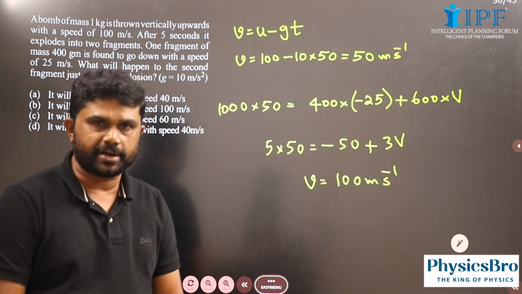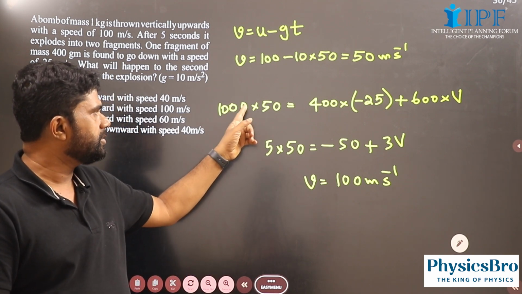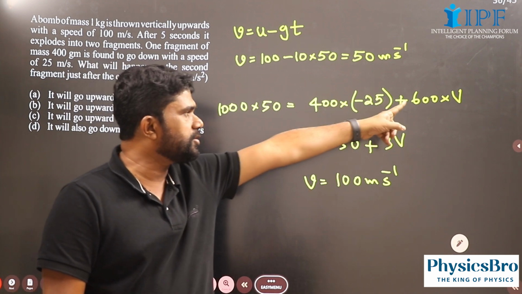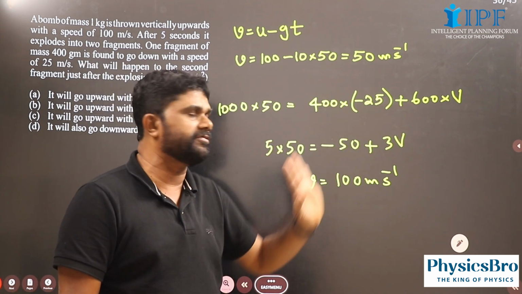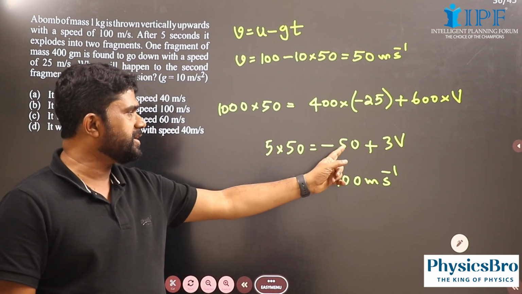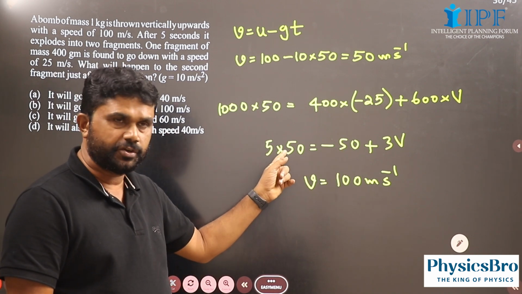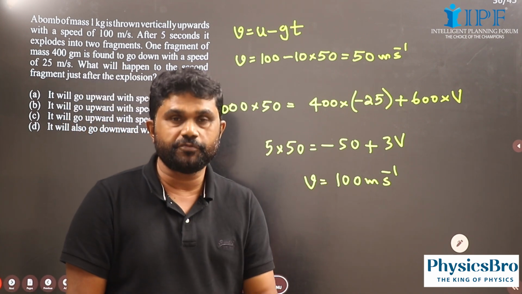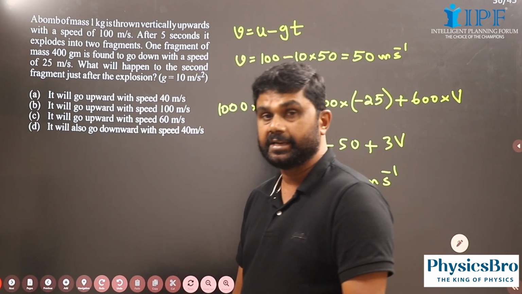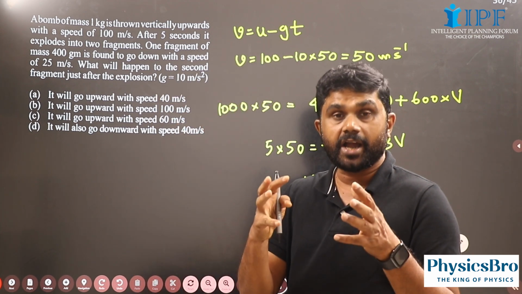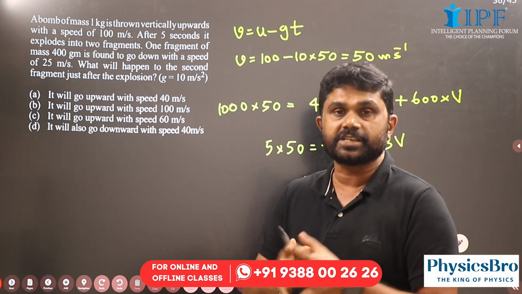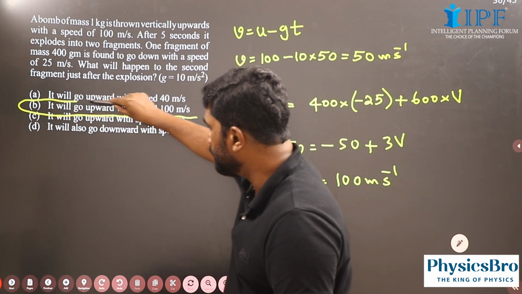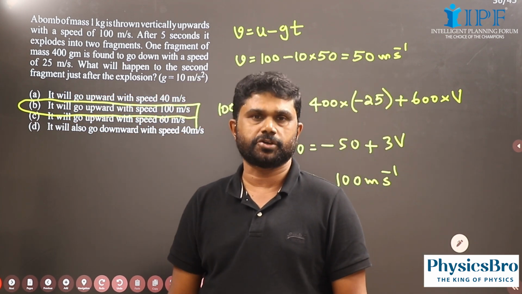Throughout you can divide by 200. So here you will get 5 into 50, and here you will get this 2 into minus 25, that is minus 50, and here you will get, when divided by 200, 3 into v, 3v. That v is the unknown. When this minus 50 is taken to the left, already there is 5 into 50 means 250 plus 50, that will be 300. 3v equal to 300. So v will be equal to 100 meter per second. That we have got as positive, and we have taken upward direction as positive. So it will be moving with 100 meter per second in the upward direction. Okay, means the second choice.